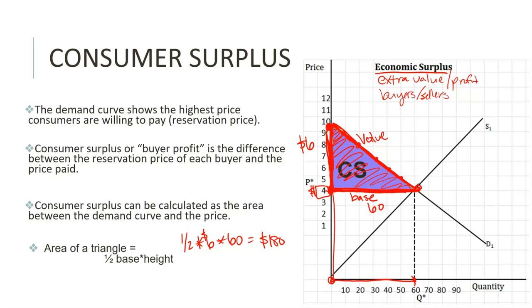The very last person who has a value or a reservation price of $4, they pay $4. Their consumer surplus is 0. And that's okay. 0 surplus is fine. It means that you're getting the value that you paid for. Negative, we do not want negative surplus. So the people over here who value it less than $4, they should not participate in this market. They should go buy something else.